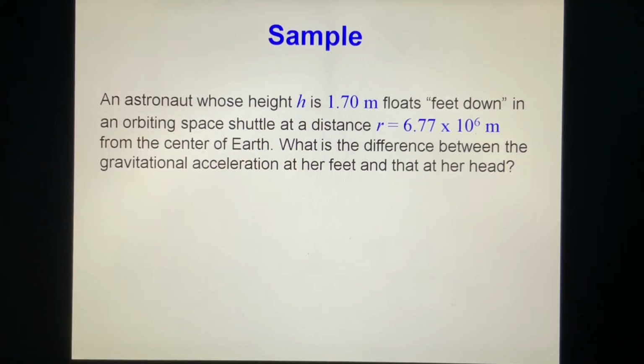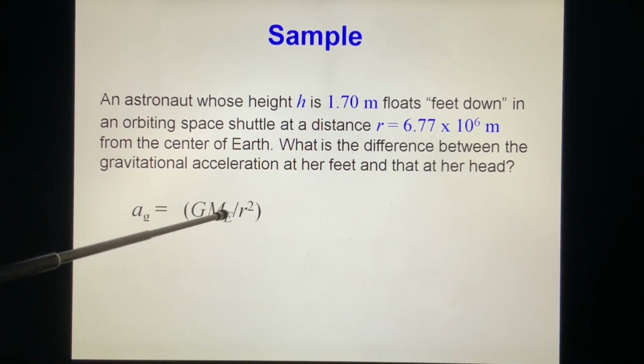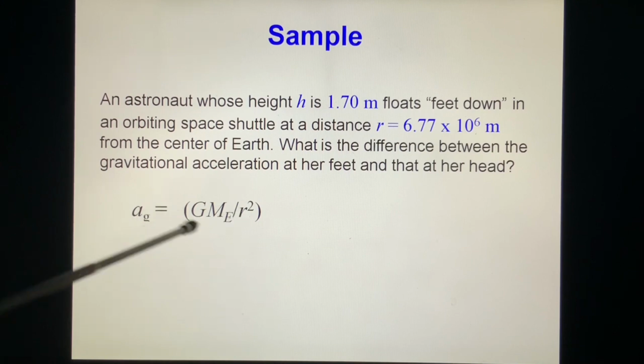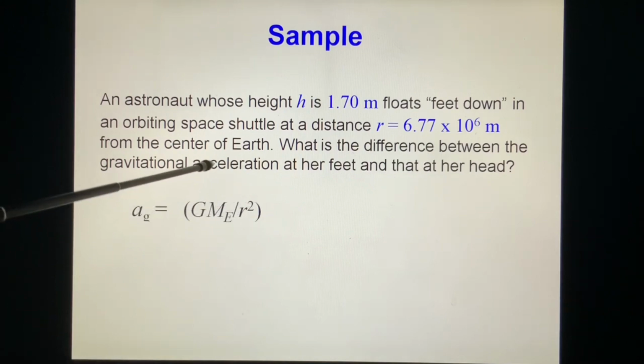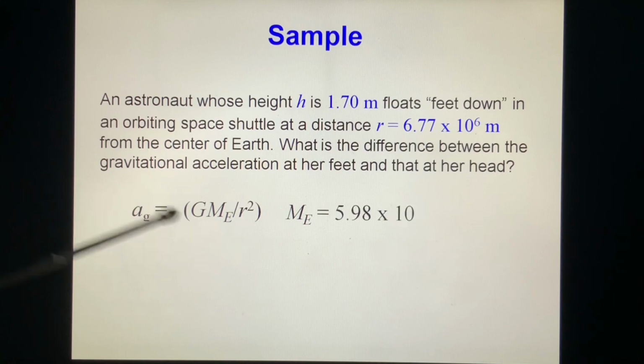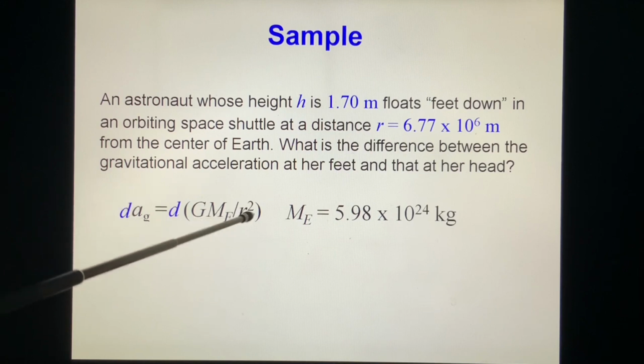Now we know the acceleration outside is a_g equal to G M_E over r squared. You put in the small m, and m a equals the gravitational force. Now, how would you find the difference between the acceleration at her feet and head? After we have learned calculus, we can get da. M_E is the mass of Earth. da is the difference. We do the differentiation with respect to r.